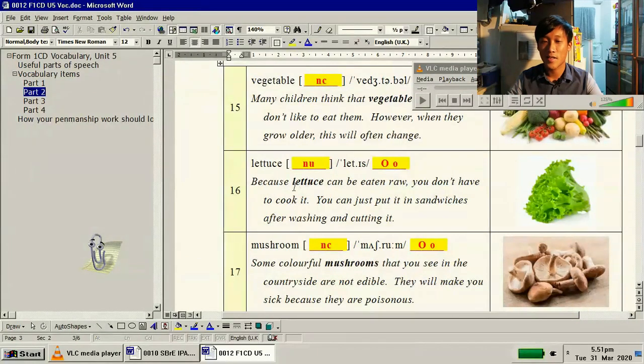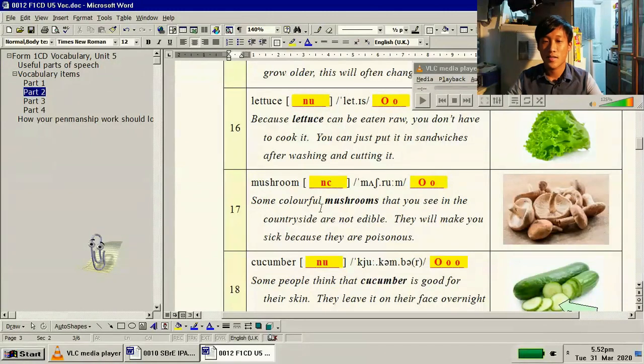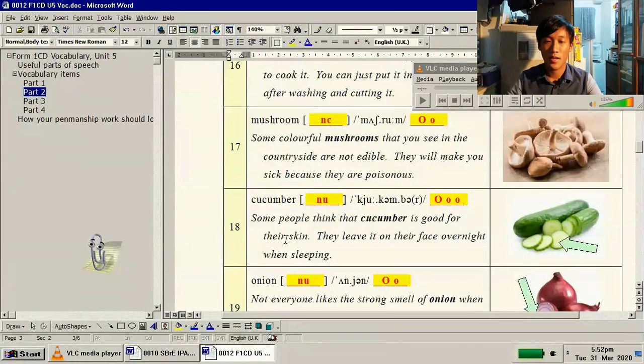16. Lettuce. Because lettuce can be eaten raw, you don't have to cook it. You can just put it in sandwiches after washing and cutting it. 17. Mushroom. Some colorful mushrooms that you see in the countryside are not edible. They will make you sick because they are poisonous. 18. Cucumber. Some people think that cucumber is good for their skin. They leave it on their face overnight when sleeping.